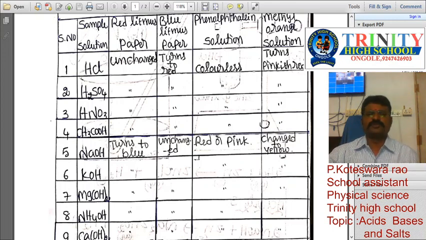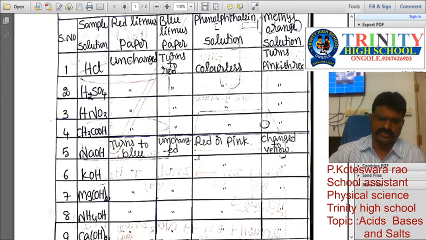And we can observe all these color changes, and prepare one table. This table we have already drawn here. Serial numbers 1 to 9. Sample solutions: HCl, H2SO4, HNO3, CH3COOH, NaOH, KOH, Mg(OH)2, NH4OH, Ca(OH)2. Columns: red litmus paper, blue litmus paper, phenolphthalein solution, methyl orange indicator solution.